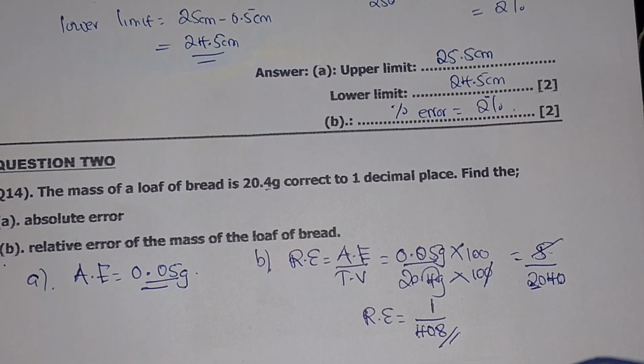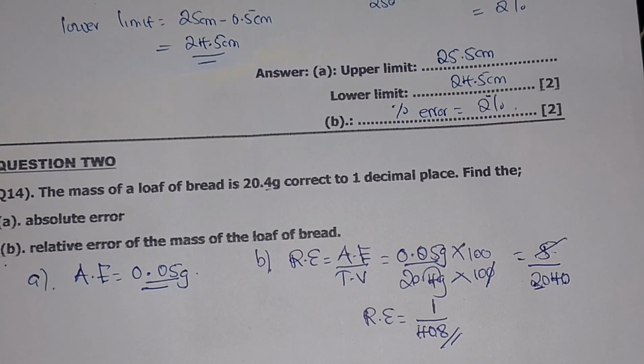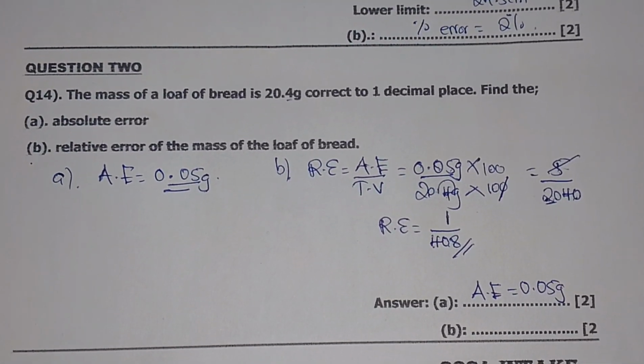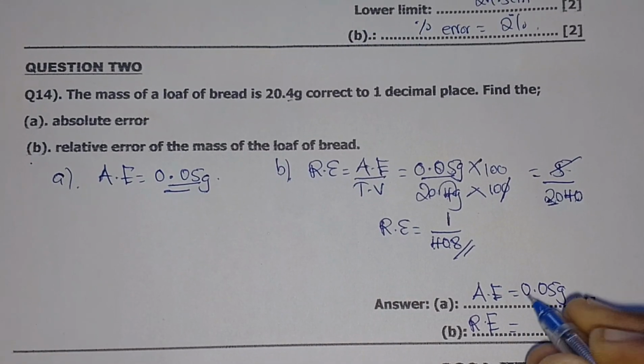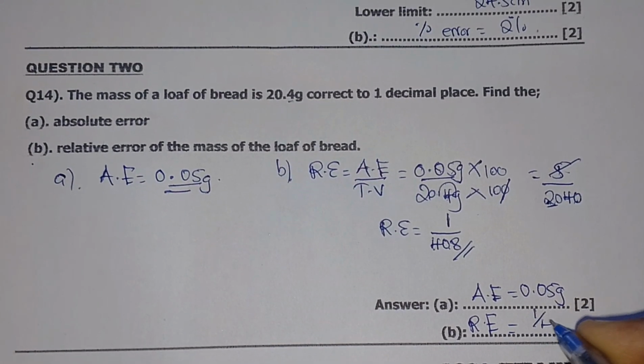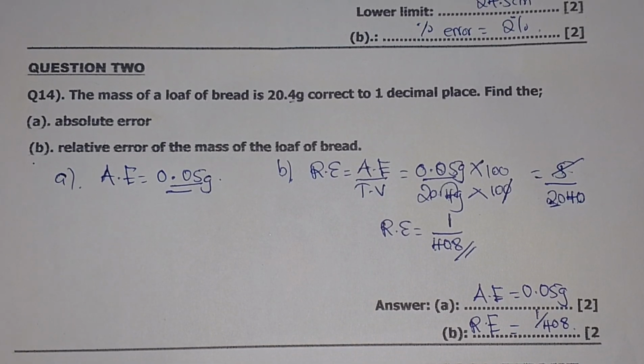So here we're going to say absolute error equals 0.05 grams. And then for the relative error, this one is going to give us 1 over 408. And having done that, it simply means we're done.